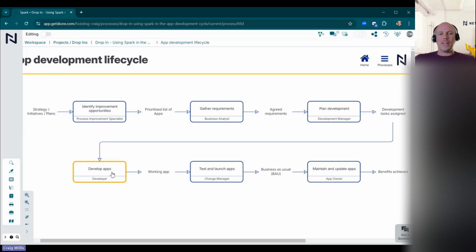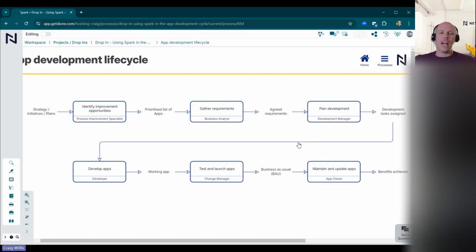And then from having developed that app or configured it, we do some sort of testing and launch it. So it goes into business as usual. The organization is using it. And then there's ongoing work to maintain and update those apps.